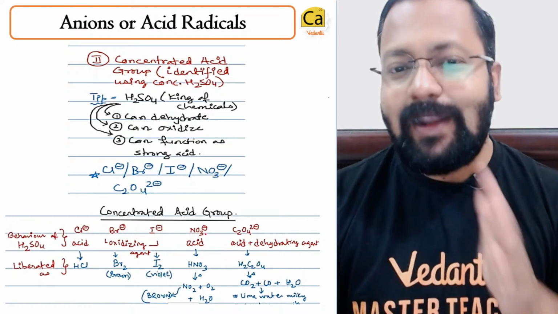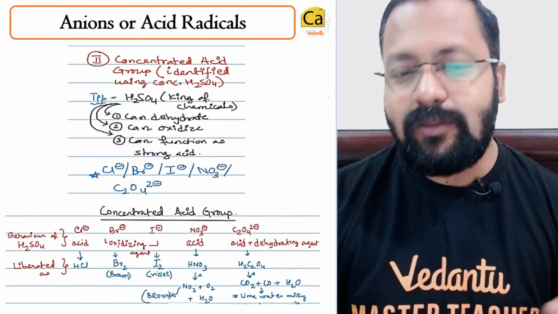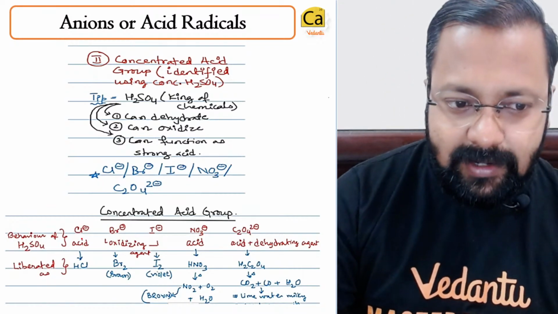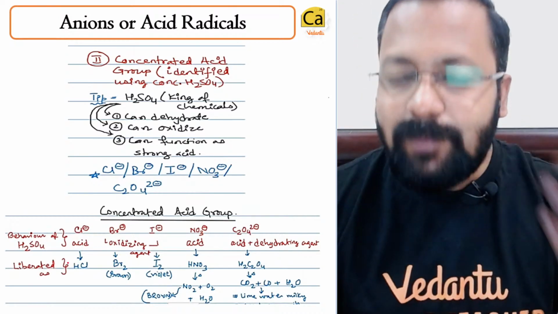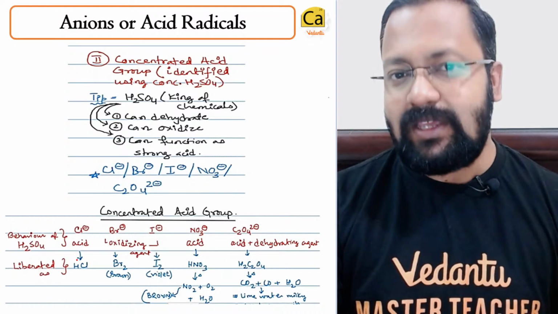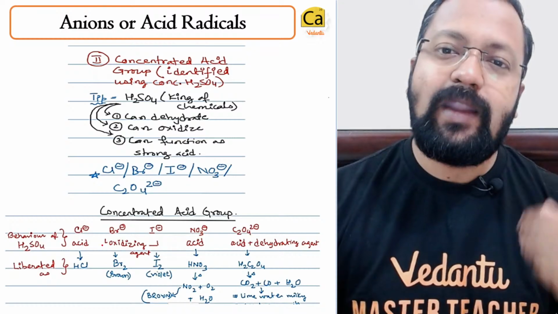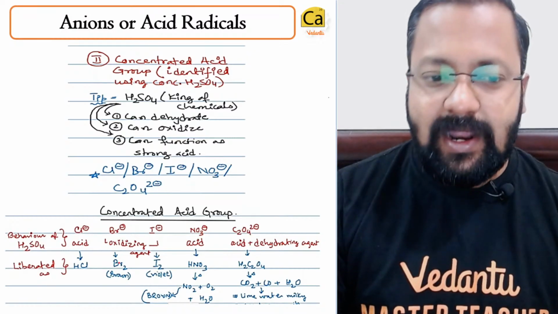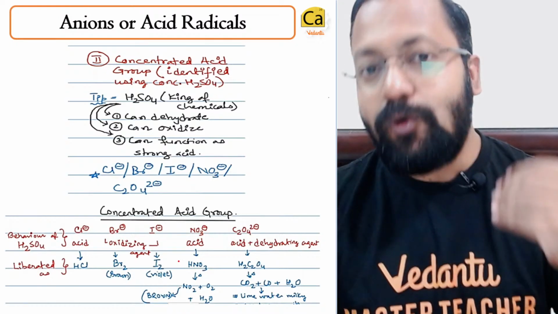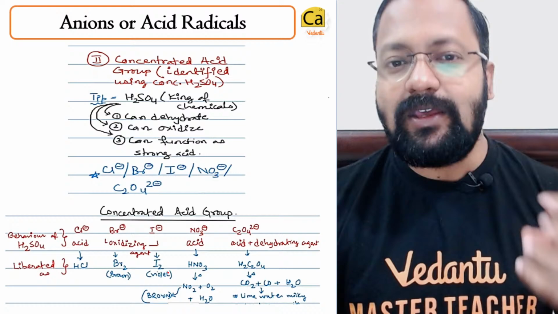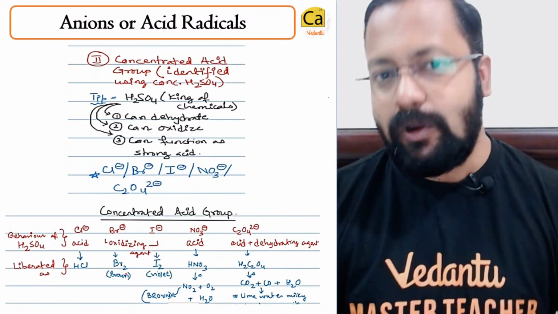Chloride, bromide, iodide, nitrate, and oxalate. Chloride gets changed into HCl. With chloride, the behavior of H2SO4 is like as an acid. It gives it a proton and it generates HCl. With bromide, it functions as an oxidizing agent and it generates bromine gas. With iodide, it generates iodine gas, and iodine is violet in color and bromine is reddish brown in color.